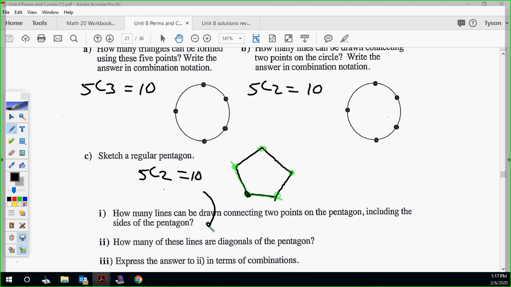So one thing that you can look at, if I do this here, every spot I'm at, I have 4 lines to draw, right? So of those lines I draw, how many of them are sides of the pentagon, and how many are diagonals? So you just divide this by 2. There's 5 diagonals that you could draw.